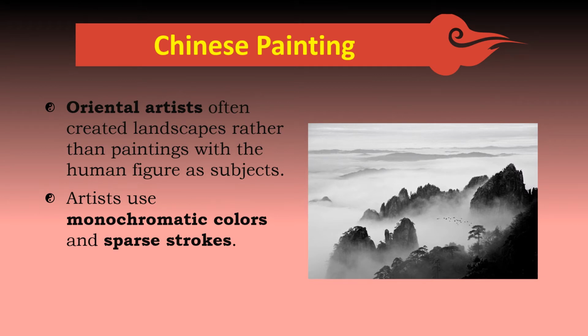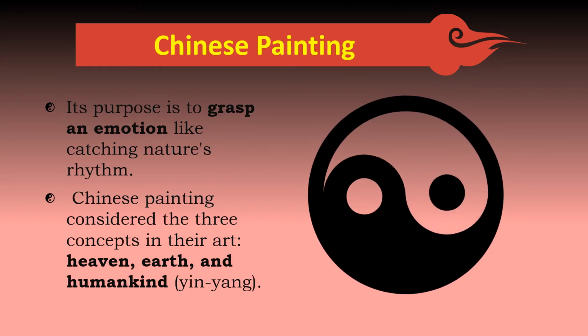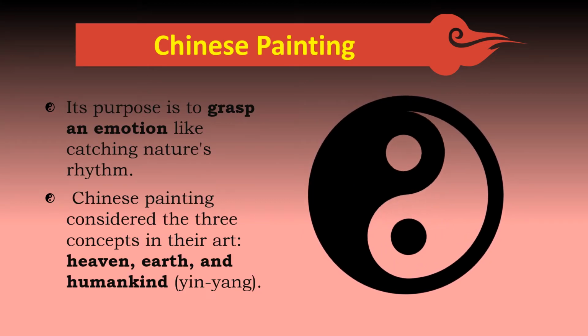Oriental artists often created landscapes rather than paintings with the human figure as subjects. Artists use monochromatic colors and sparse strokes. Monochromatic color refers to a color scheme that is comprised of variations of one color. Sparse brush strokes means there's few and scattered elements. Strokes are not thick. Its purpose is to grasp an emotion like catching nature's rhythm.